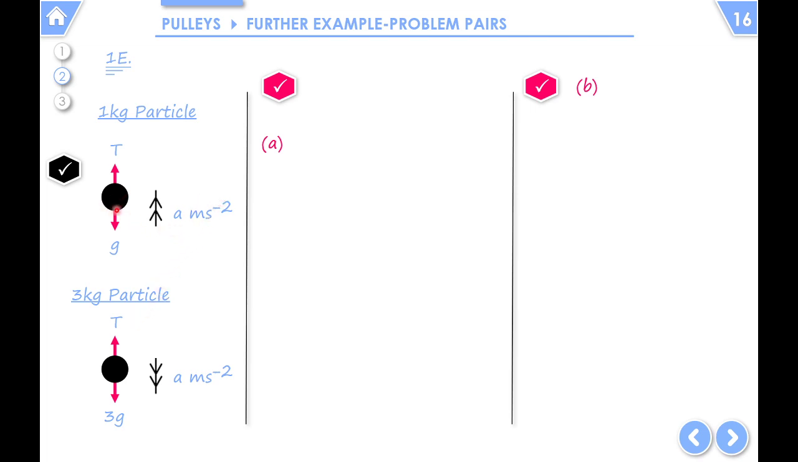So in terms of modelling this, notice how I've drawn two separate diagrams. You can draw everything on one pulley, but I personally think by having separate diagrams with the particles on their own, it makes it easier to visualise what I need to write down for each calculation. So I'm going to start off with the 1 kilogram particle.